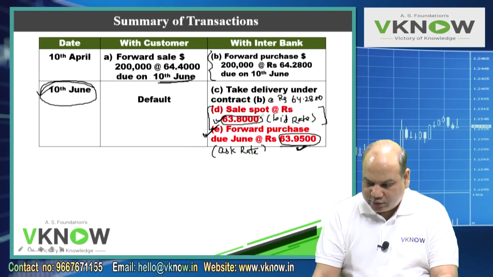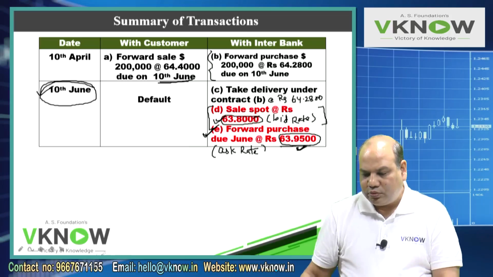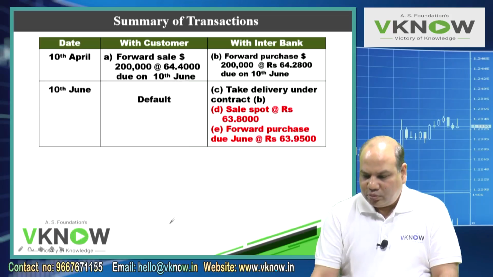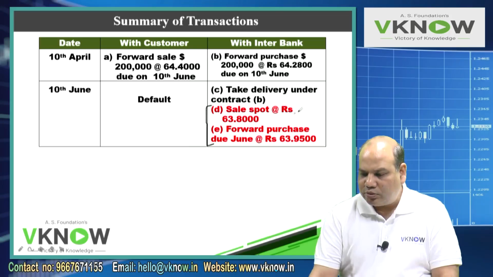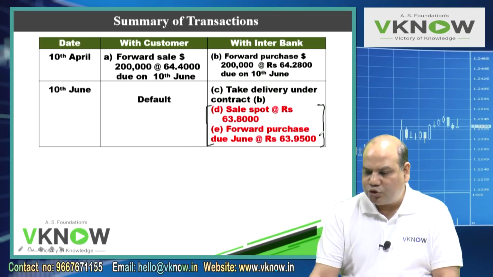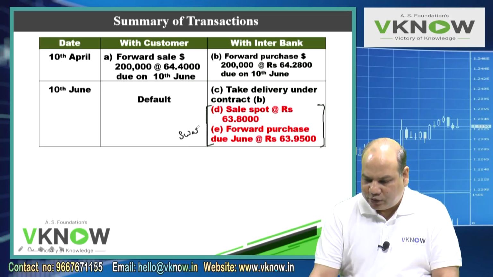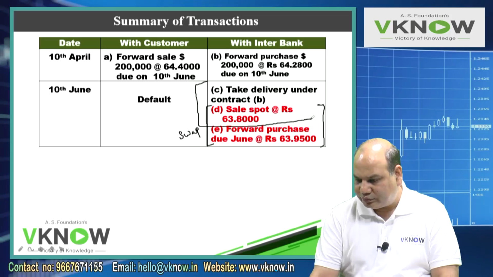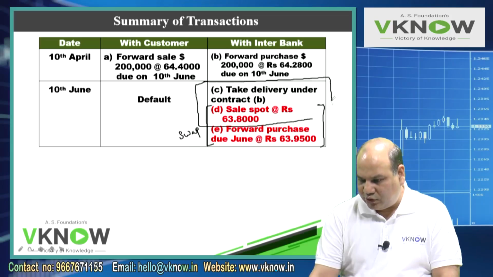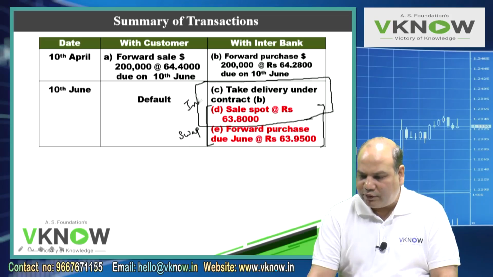This is the spot rate at which he sold. These two rates are important to identify. The difference between D and E, sell spot, buy forward, is the swap difference, and the difference between C and D is inflow or outflow of fund. So C and D will be required for interest. D and E would be required for swap loss calculation.